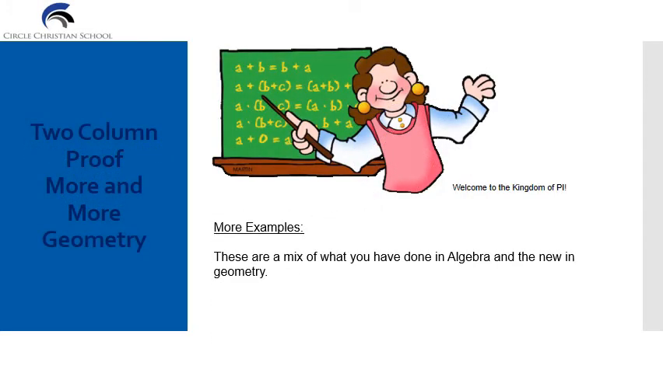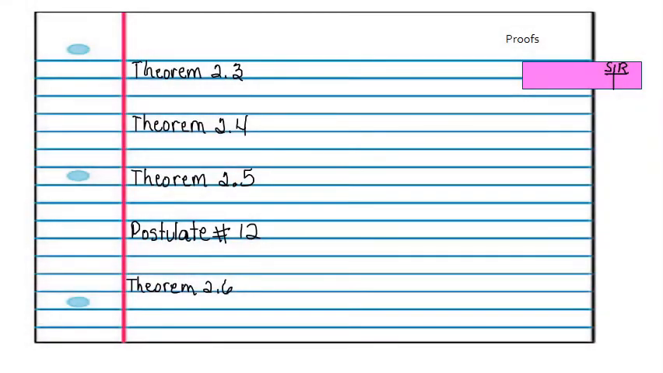Using more two-column proofs in geometry, thus giving you more and more geometry. Let's begin with some basic theorems that we learned in the lesson that we had today. Theorem 2.3 is called the right angle congruency theorem.